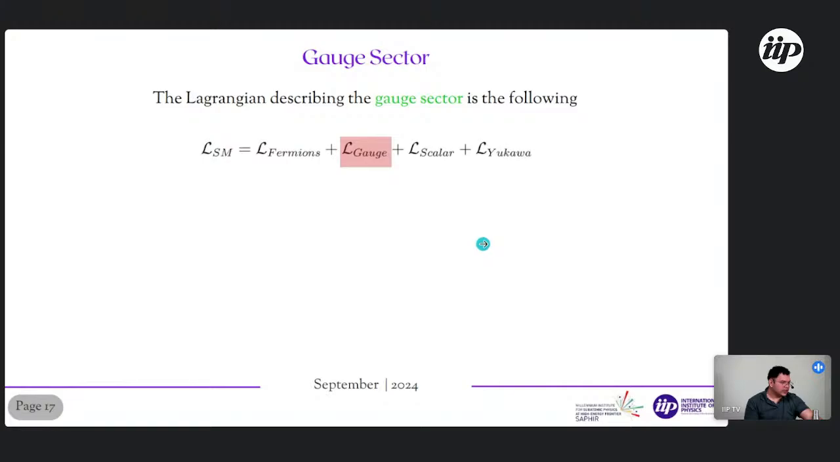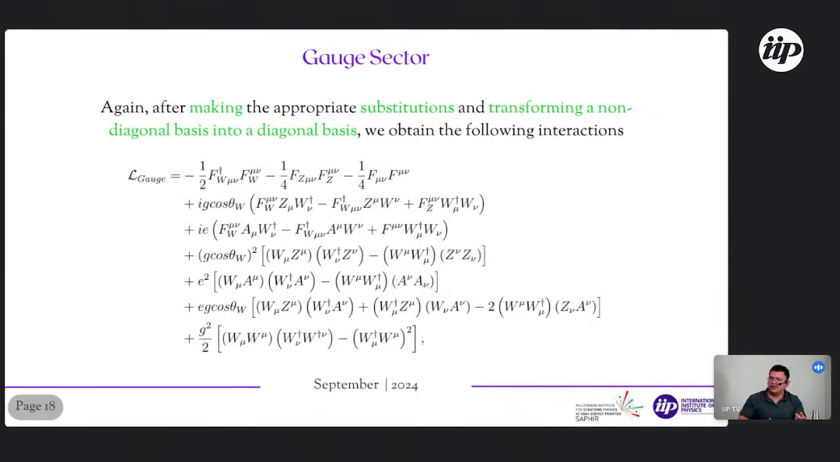So that covers the fermion sector, and now we need to explain the gauge sector. The gauge sector, as I said, is related only to the bosons of the standard model, so we expect to obtain interactions only between bosons. We need to write it in that form because that form is invariant under the group that I showed. So this is the Lagrangian of the bosons. Again, if we make substitutions and transform from a non-diagonal basis, we can obtain the Lagrangian of the physical bosons, and we need to understand and interpret it correctly.